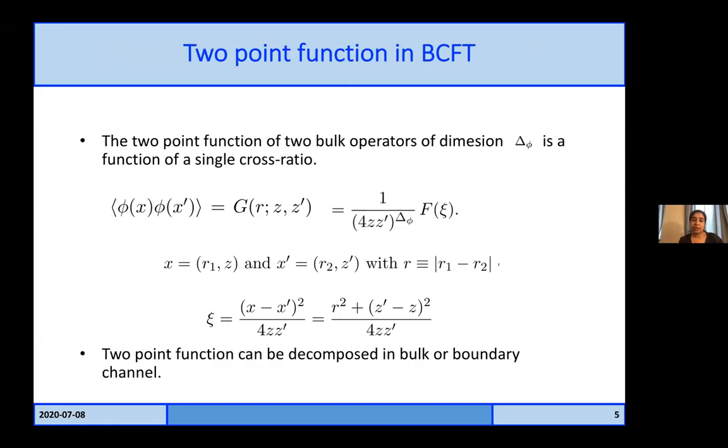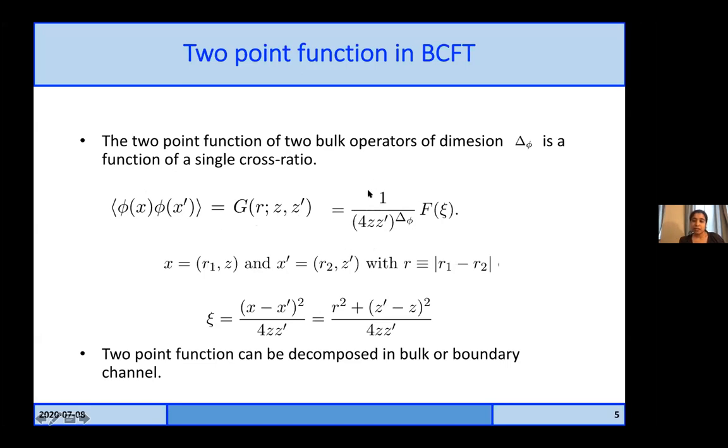So if we have two bulk operators inserted at x and x prime, and if the scaling dimension of the operator is delta phi, then using symmetry arguments, one can show that the bulk two-point function can be written as a function of R, Z, and Z prime, where R is the difference between the parallel coordinates R1 and R2. And this in turn can be written in terms of a single cross ratio, Xi.